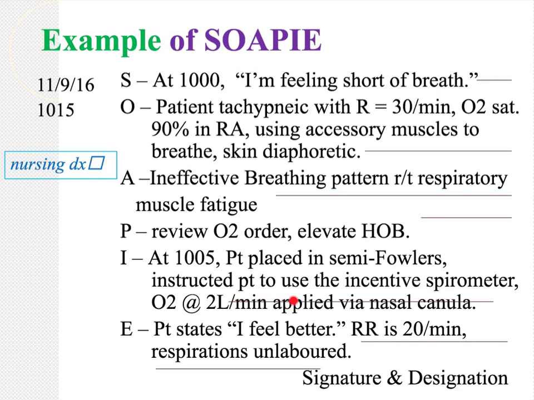And again, ignore this line. Things are just not lining up. So just go back to your original PowerPoint for a proper lining up of things. And my evaluation. The patient states in quotations, "I feel better." My objective data, my respiratory rate was 20 per minute, and my respirations were unlabored. Noting that at the end of your documentation is when you write your signature and your designation. You don't do it at the end of each little section. So that's SOAPy, and sometimes it's just SOAP.